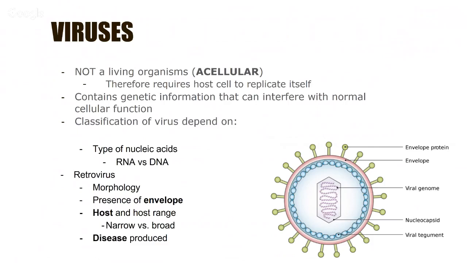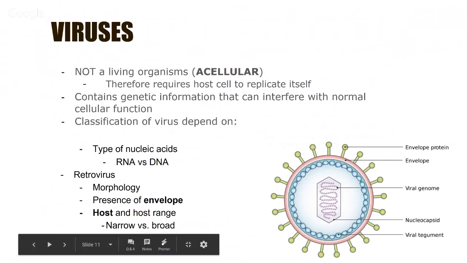So retroviruses, again, are a subset of viruses. And then your HIV is a type of retrovirus. And then you can further classify them based on the kind of organisms they attack and what their range of action is.